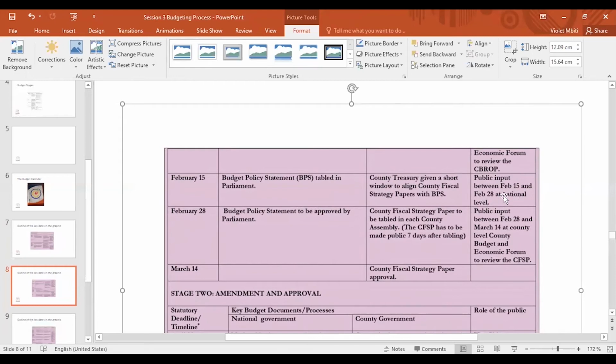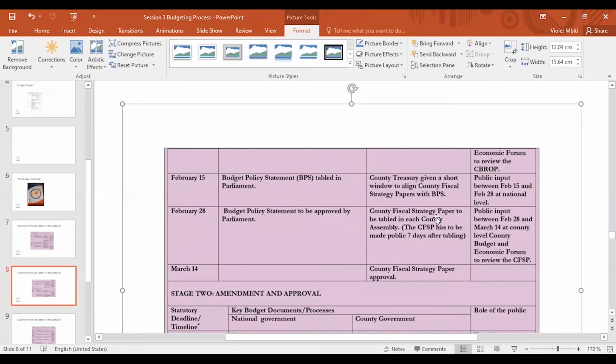No, this one is at the national level, February 15th. And I participated last year in the one for the budget policy statement that was held at KICC. So I attended the one on health. So February 28th, budget policy statement to be approved by Parliament.